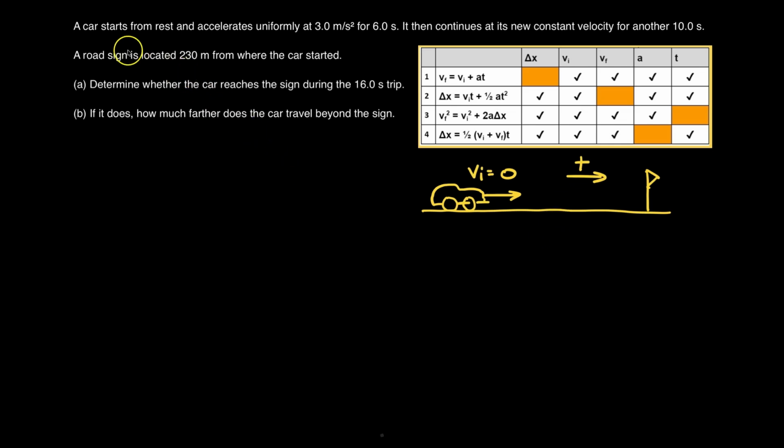So in this problem, we have a car that is starting from rest and accelerates uniformly. What does that mean? Uniformly means that its acceleration is constant. And it does that for 6 seconds, but then after 6 seconds, it continues at constant velocity. So once it reaches a certain speed at 6 seconds, it's going to continue at that set speed for another 10 seconds. And that finish line is 230 meters away. And the question is, will this car reach that finish line?